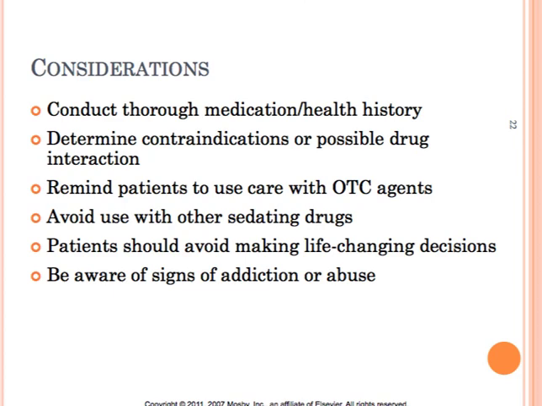If you feel the opiates are necessary, make sure you have a good health history and medication history so you know if they're on any other drugs that might have a possible interaction. The other interaction to worry about is over-the-counter agents, especially acetaminophen. So if you're using something like Percocet or Vicodin that has acetaminophen in it and the patient is taking over-the-counter acetaminophen, too much acetaminophen is bad for their liver. Avoid using other sedating drugs, and over-the-counter drugs such as melatonin might have an interaction. And again, just be aware of signs of addiction or abuse.